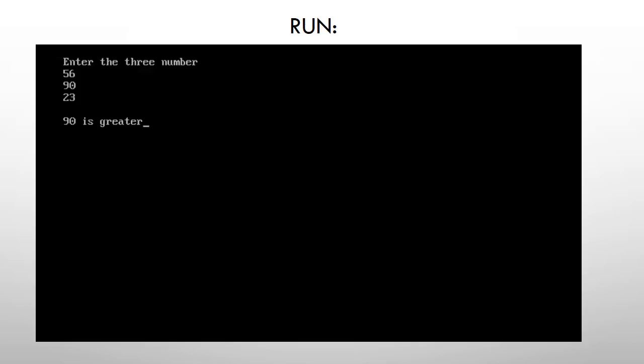Here we have taken three numbers: 56, 90 and 23. First, 56 is compared with 90 and 23: whether 56 is greater than 90 and 23? No. Then flow will transfer to the else if part. Again, is 90 greater than 56 and 90 greater than 23? Whether this condition is true? Yes, this condition is true. So 90 is the greatest, which is the final result.